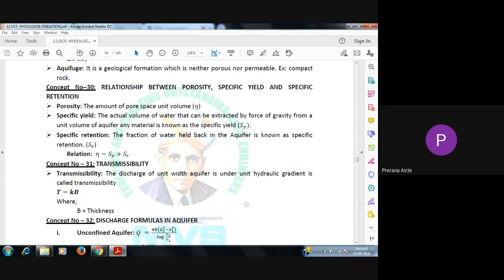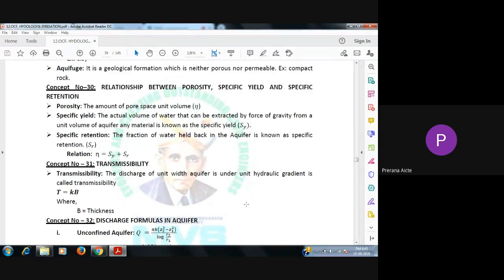So the important definitions here: specific yield means output. Specific yield is the actual volume of water that can be extracted by force of gravity from a unit volume of aquifer material. Specific yield, SY, equals the volume of water that can be extracted by the force of gravity per unit volume of the aquifer.